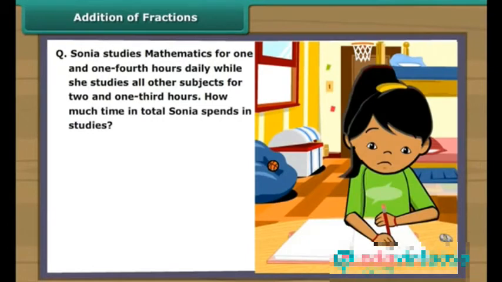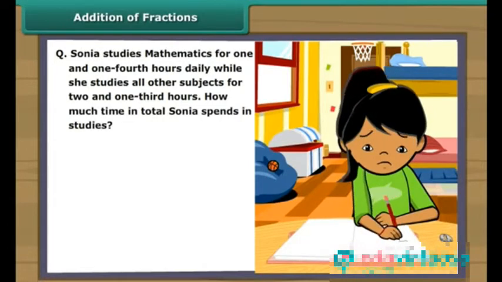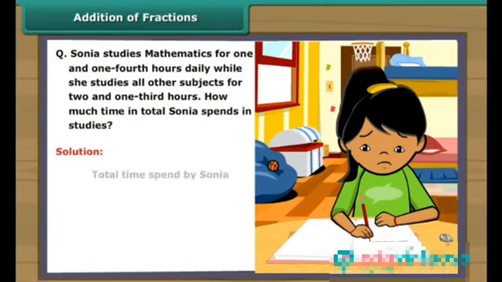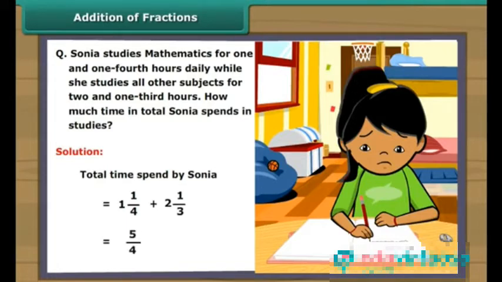Sonia studies mathematics for 1 and 1/4 hours daily, while she studies all other subjects for 2 and 1/3 hours. How much time in total does Sonia spend in studies? Total time spent by Sonia is equal to 1 and 1/4 hours plus 2 and 1/3 hours. This is equal to 5/4 plus 7/3.